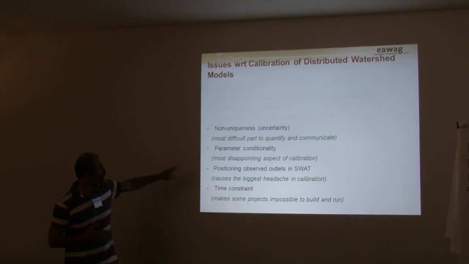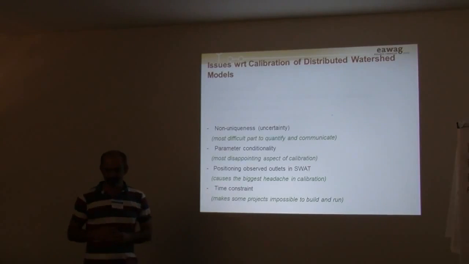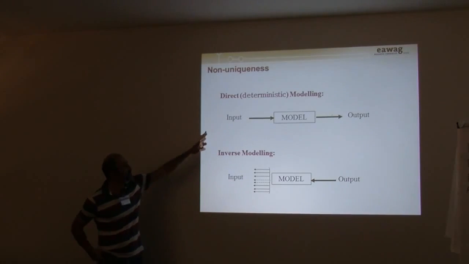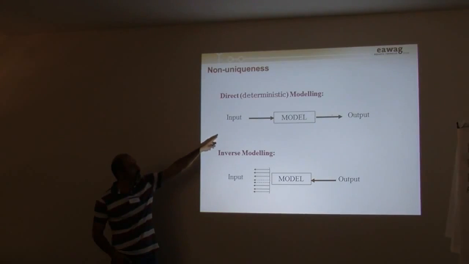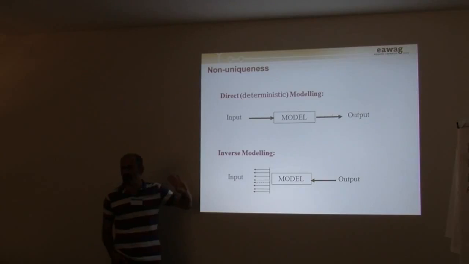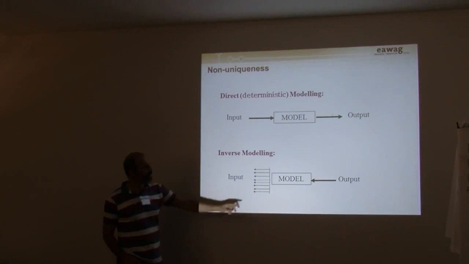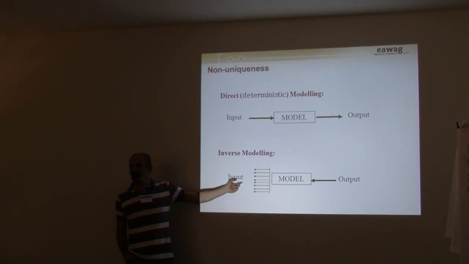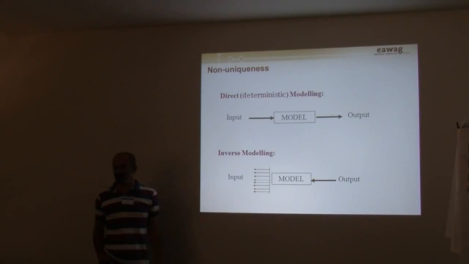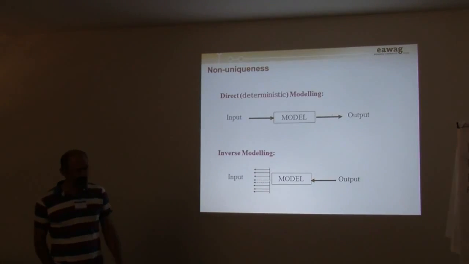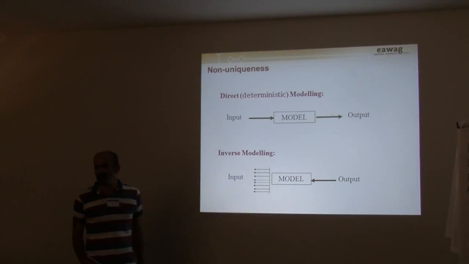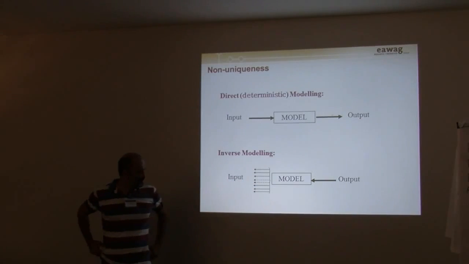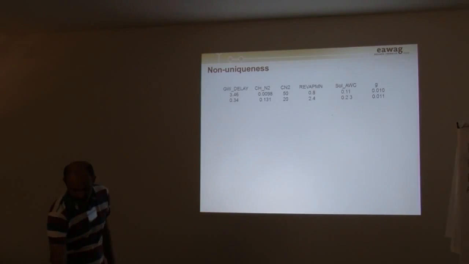All right. Then you have the non-uniqueness. That is, you don't have one solution. The reason is that if you use a direct or deterministic modeling approach, you give input to the model and the model gives you an output. That's clear, no problem. But if you want to go the other way around, you want to use the output and estimate your parameters using discharge and nitrate concentration, then you have the problem. Then it's inherently non-unique. There are many different solutions that give you the same sort of results. So that's a non-uniqueness problem.